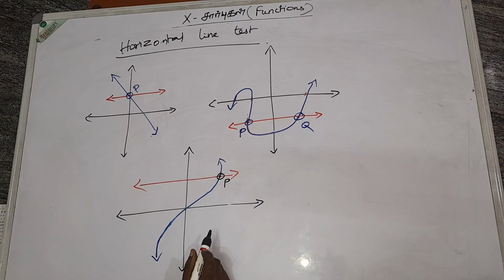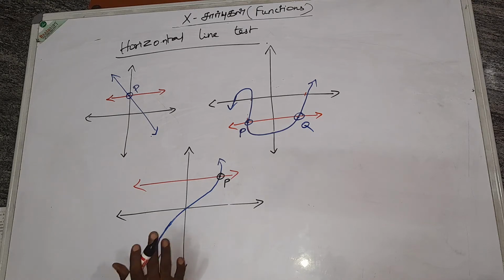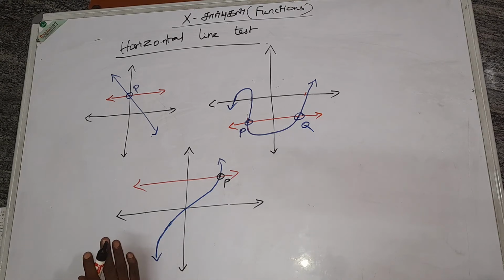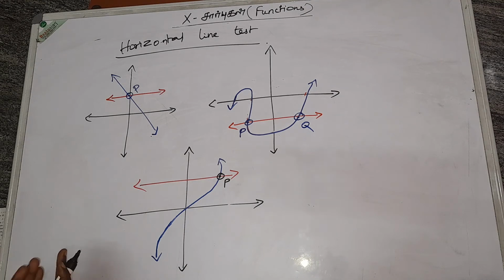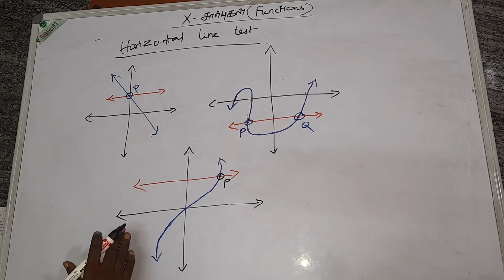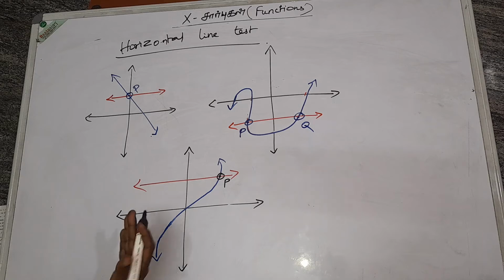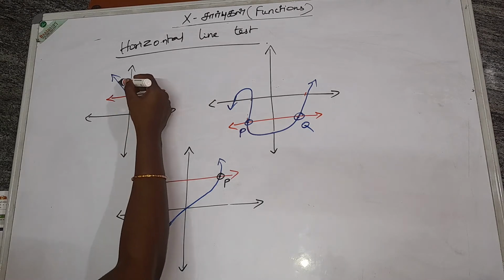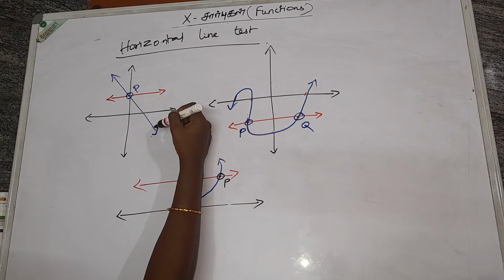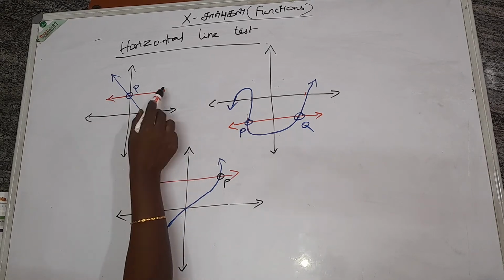We can see the horizontal line test. What is a horizontal line test? A function represented in a graph is 1 to 1 if every horizontal line intersects the curve in at most one point. So the horizontal line test is a test for whether the function is 1 to 1 or not. The vertical line test is only for whether the given diagram represents a function or not, but the horizontal line test checks whether the given function is 1 to 1 or not. Here the blue line is a curve and the red line is a horizontal line.